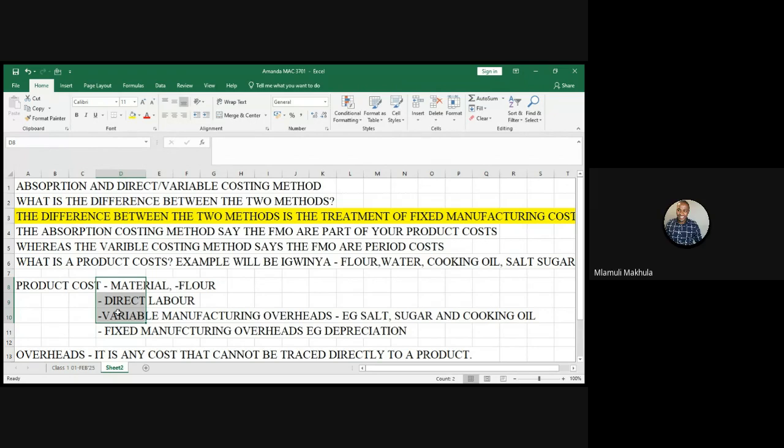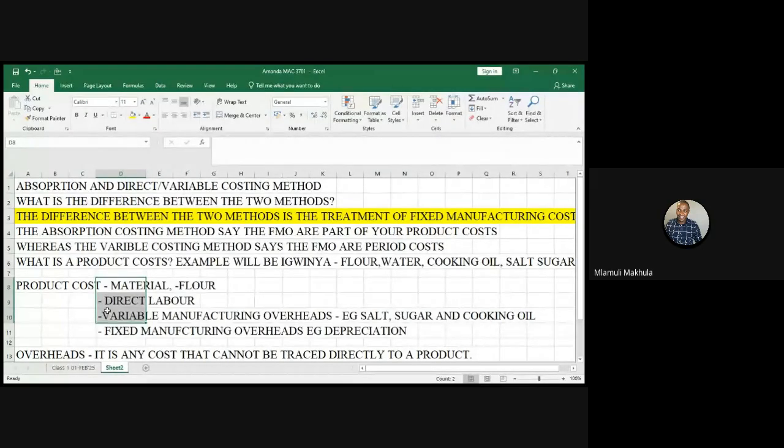Hence the formula says variable or direct costing method, because all of these costs vary depending on the number of products that you have produced. Flour will vary depending on the number of magunyas you've produced. The number of hours worked by the workers will vary depending on the number of magunyas that you have produced. Your salt, your sugar, and cooking oil will vary depending on the number of magunyas that you have produced. Hence the name variable costing method. Are you with me? Makes sense. Yes, I'm with you.